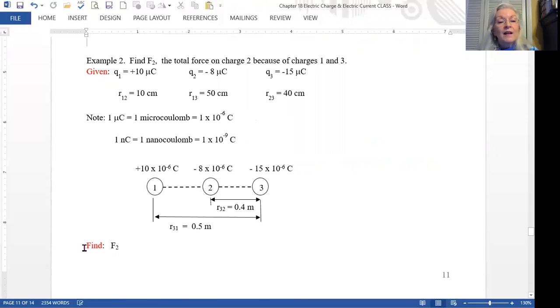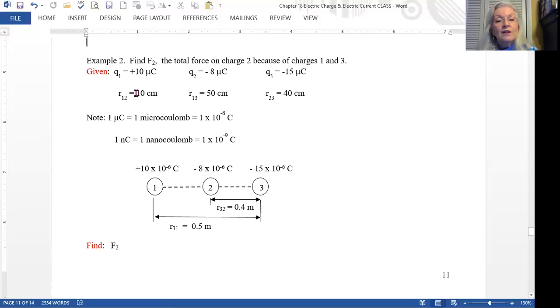So in our second example, we have the same 3 charges, but now what we want to know is what is F2? What is the force on charge 2 because of charges 1 and 3? So we have our charges, we have our diagram. You'll remember in the diagram that I wrote the charges as coulombs, not microcoulombs, because we need them that way in the equation, and the distance in meters, not centimeters.